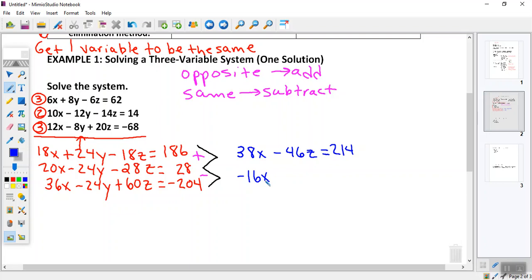What's negative 24y minus negative 24y? It's gone. When I subtract a negative, it's like adding, right? Keep that in mind. So this now becomes negative 28z minus what? Which would be? Okay, and then we've got to do 28 minus negative 204, don't we? Oh boy. Negative 1.